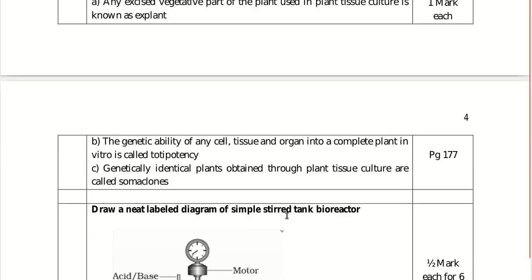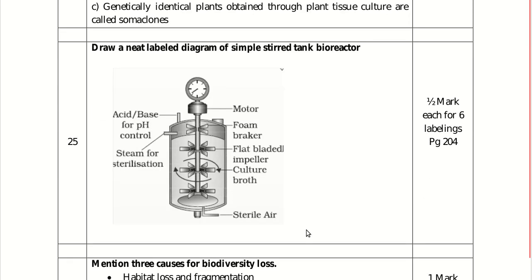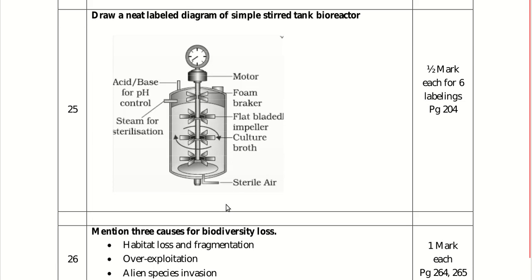Draw a neat labeled diagram of a simple stirred tank bioreactor. Half mark is there for each labeling. So you have to draw the simple stirred tank bioreactor, the blades, flat blade impeller, culture broth, sterile air zone, acid base for pH control, steam for sterilization, entry of it. All this labeling has to be done. Half mark for each labeling, and you get 3 marks for the complete diagram with labeling.